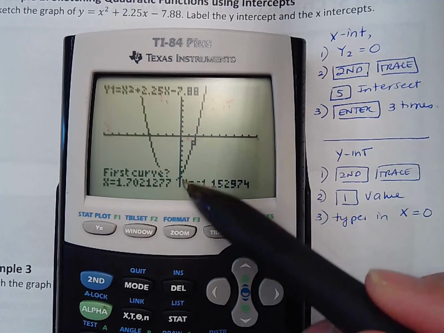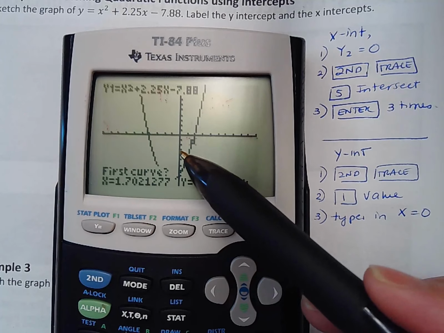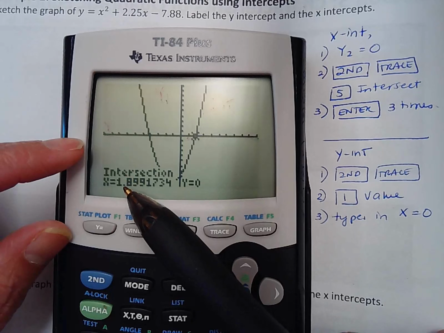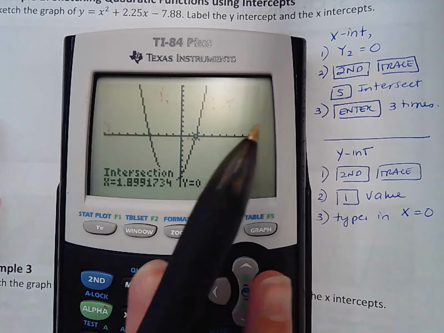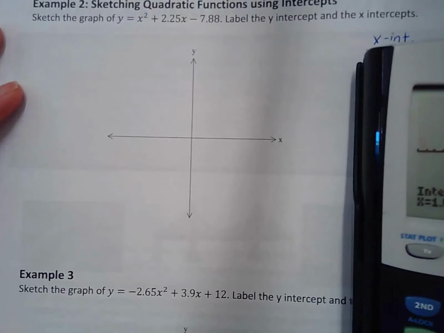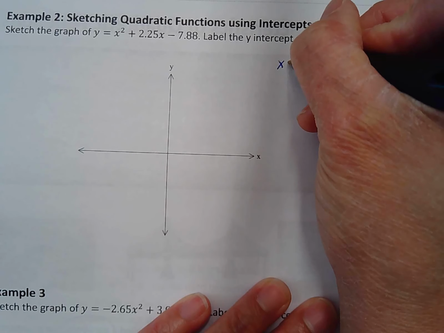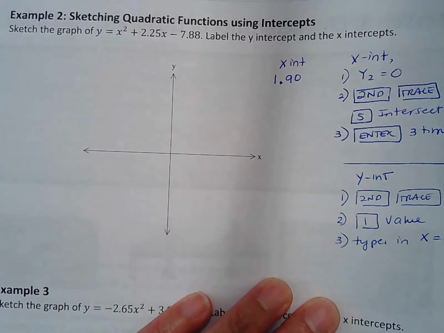Okay, so the calculator is not confused, right? Remember, we're just learning how to use a calculator here. Press enter, enter, and enter. Enter 3 times. Okay, so the first x-intercept is 1.899, so 1.90. I'm just gonna write that down in here. 1.90. That's the first one.